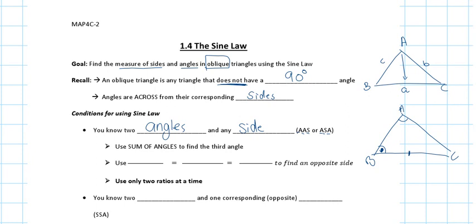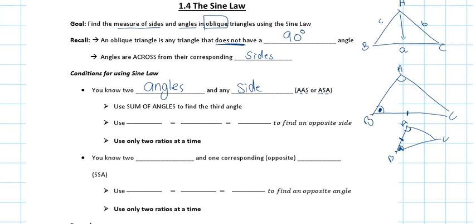Okay? Another scenario would be, so this is the case of angle, angle, side. Okay? If I give you this angle, and I give you the side in the middle here, and I give you this angle, then you can also use the sine law. Okay? So if I have the two angles and the side in between, you can also use the sine law. We'll talk about this once we look at examples.